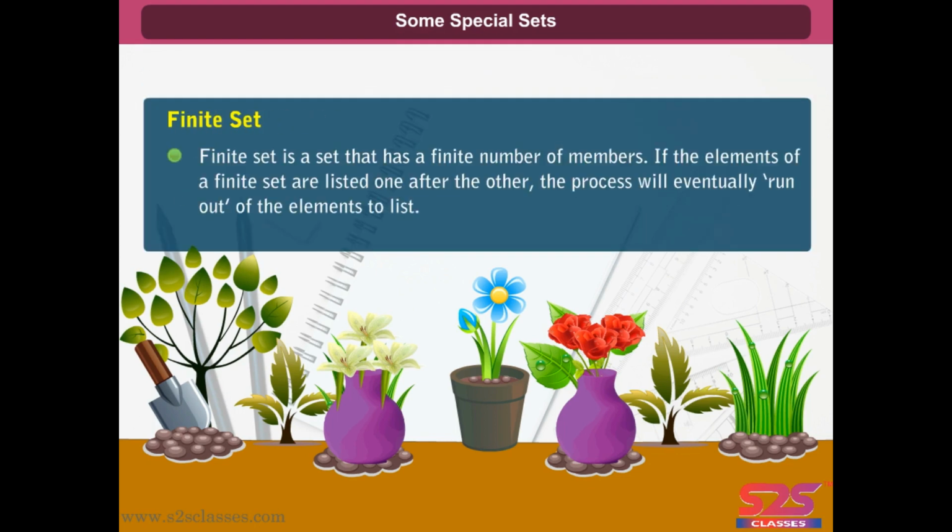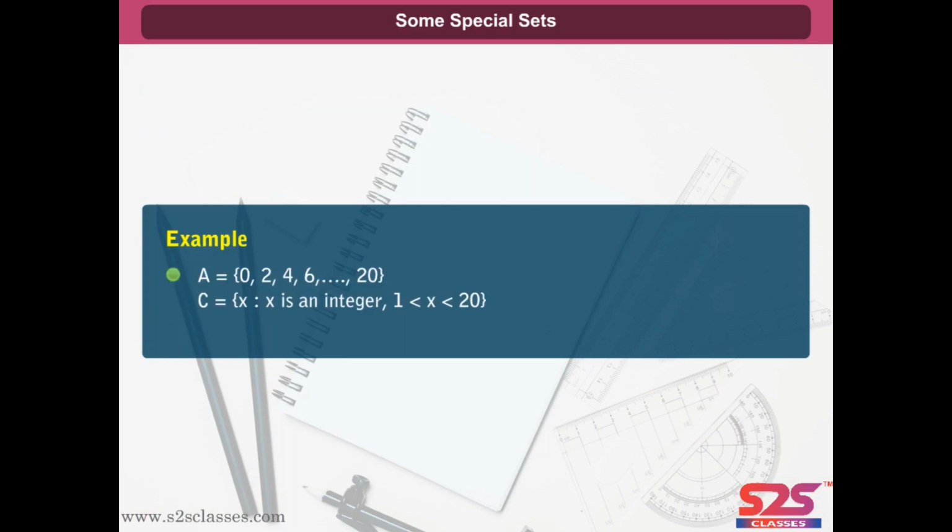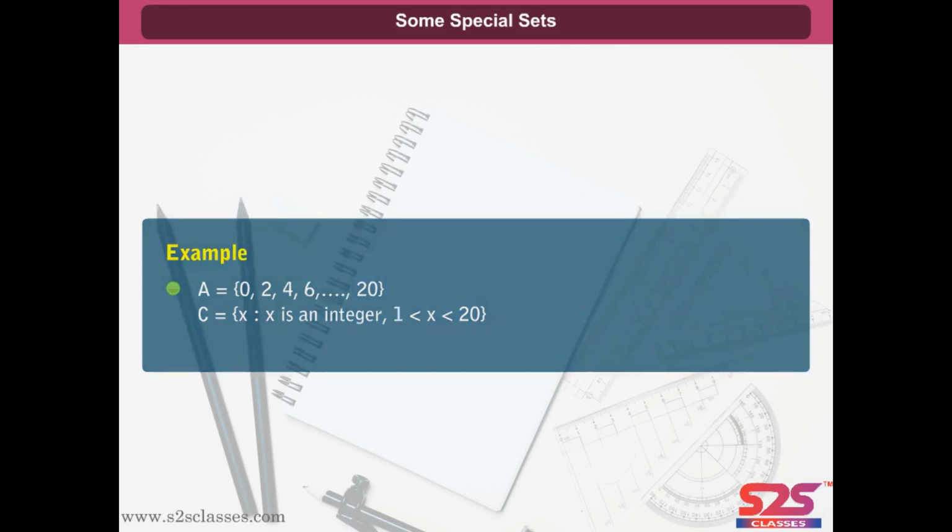Finite set. A finite set is a set that has a finite number of members. If the elements of a finite set are listed one after the other, the process will eventually run out of elements to list. Examples are a set of even numbers till 20, and a set containing x elements where x is an integer and ranges between 1 and 20.